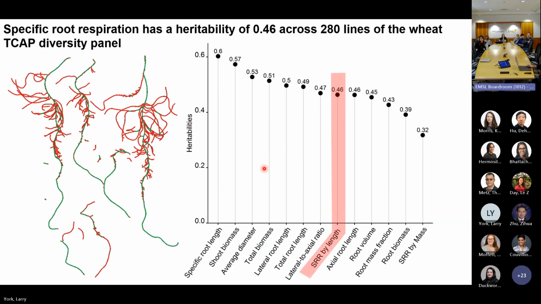If we look at heritability, you can see that specific root respiration was heritable at 0.46, which means that most of the variation is caused by the genotype effect, which means it can be used for breeding. At the same time, it's interesting that specific root length, which measures the length of the root per dry mass, which means that you can build more roots with the same mass, so it's another carbon efficiency trait, had the highest heritability, even higher than shoot biomass. That's somewhat surprising because we tend to think of root traits as being generally more variable than shoot traits.